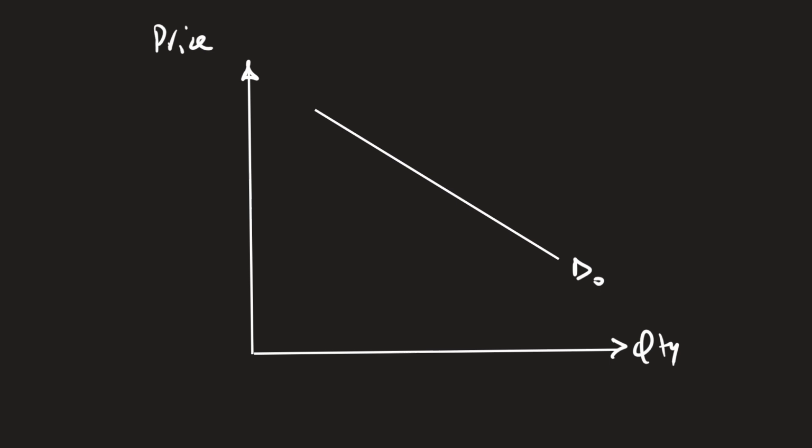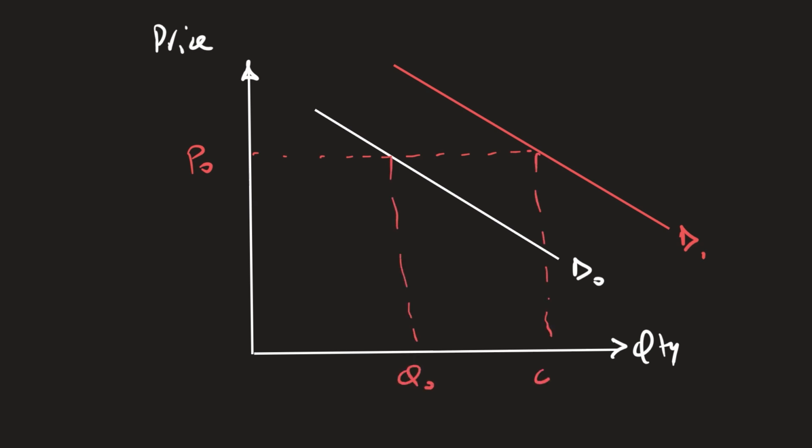And something which is a non-price factor can make the demand curve shift to the right. And this is what we call a rise in demand. Why is that so? Because pick any price, let's say P naught. If you were previously buying Q naught, you will now buy more of that good, you'll buy Q1, right?